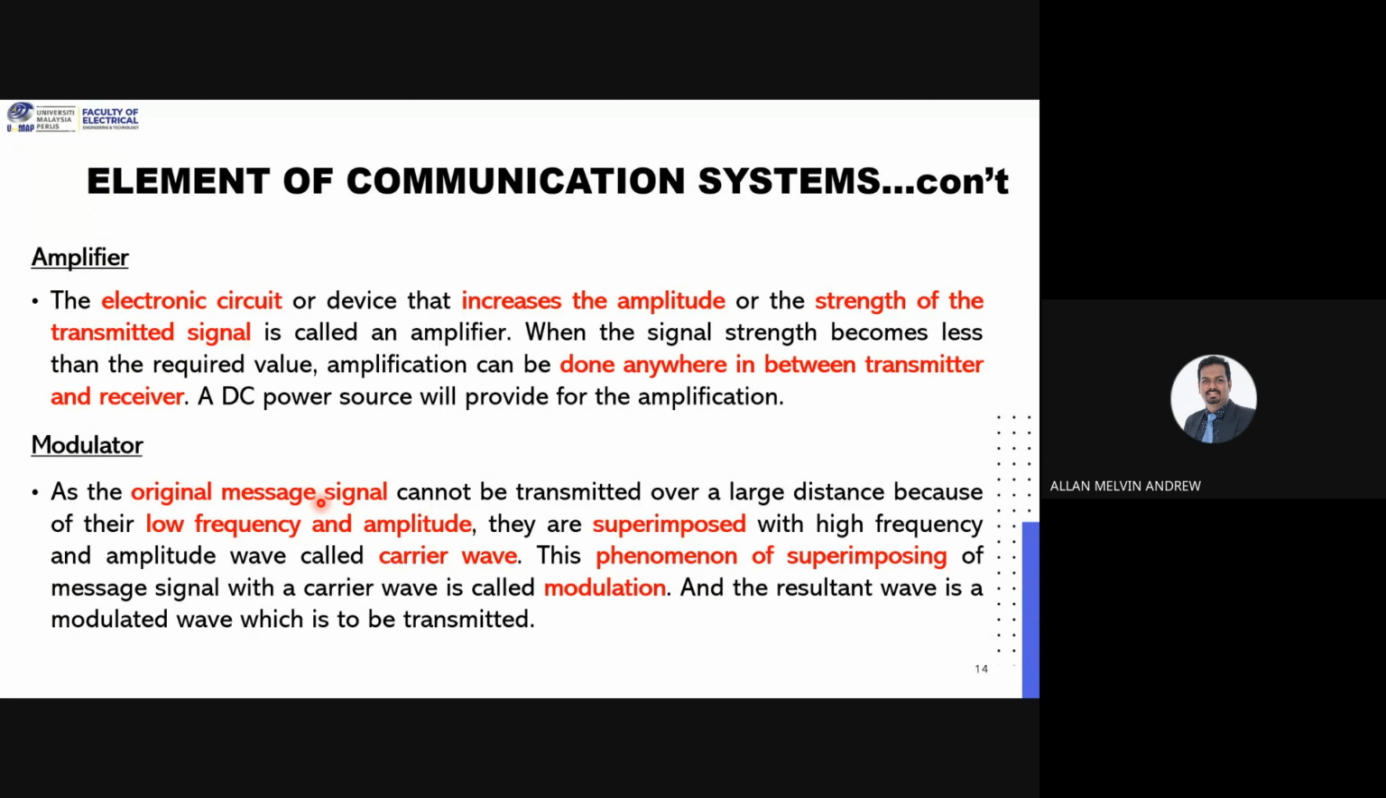Let's say you want to reach within 1 hour. The fastest way is to take an aeroplane. From Alor Setar Airport you take a flight to Kuala Lumpur, so you can reach in 1 hour. Okay, so from this example we can see ourself is the original message. We are the original message signal, and we cannot be transmitted over a large distance because we have a low frequency, we have a low capability, our walking speed is not fast.